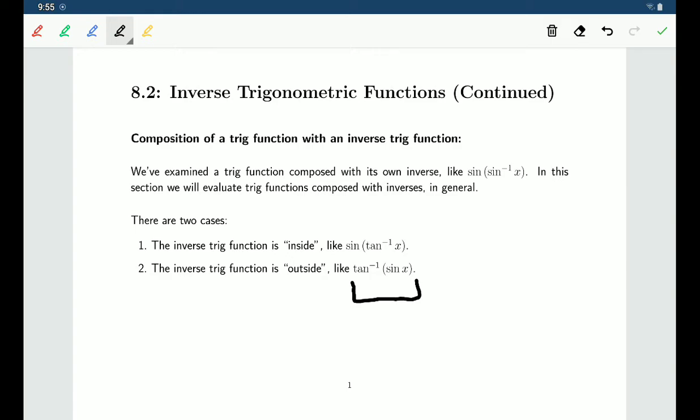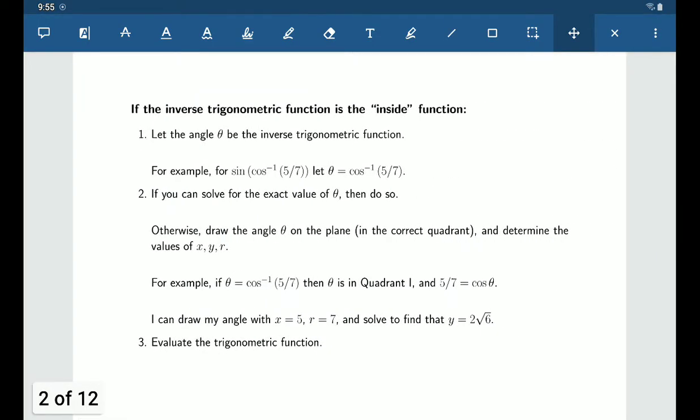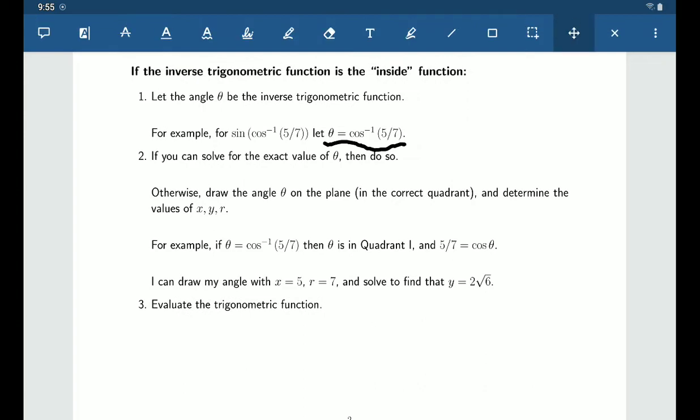We'll start in this half of the lecture by looking at the first case, where the inside function is the inverse trig function. And so what I'll do first is, in this sort of a scenario, let theta be that inverse trig function. The reason that I'm doing that is because an inverse trig function gives me an angle as its output. So cosine inverse of 5/7, for example, should be an angle. So I've let theta, the angle, be cosine inverse of 5/7.